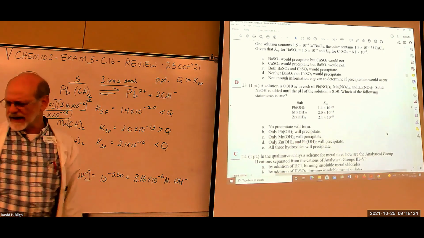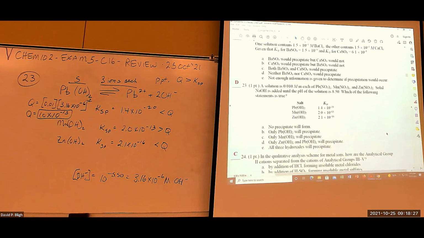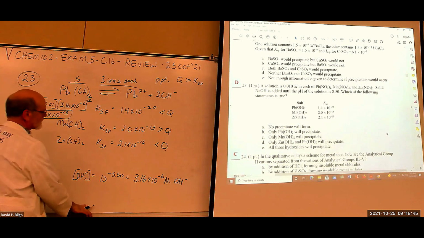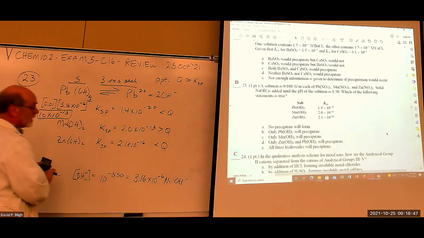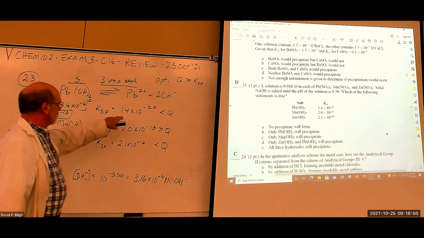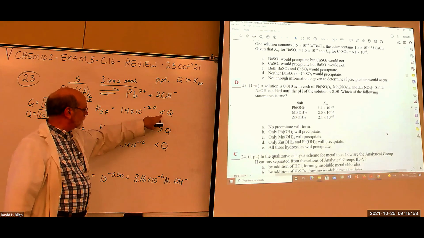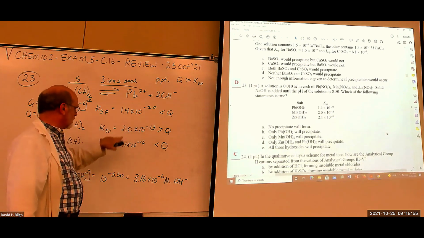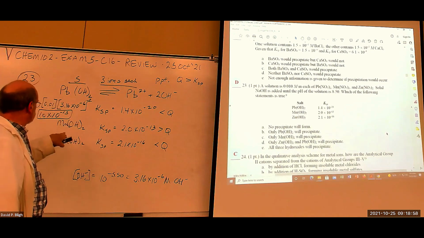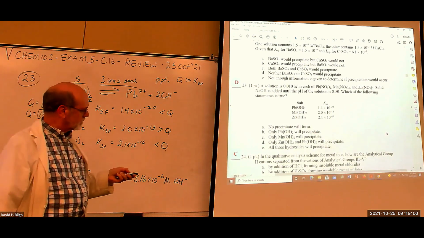Wait a minute. Have I got that backwards? If the Q is greater than that's KSP greater than Q. I was right the first time, I just read it wrong. The KSP is less than Q. Q is greater than KSP, that will precipitate, which means lead and zinc will precipitate.